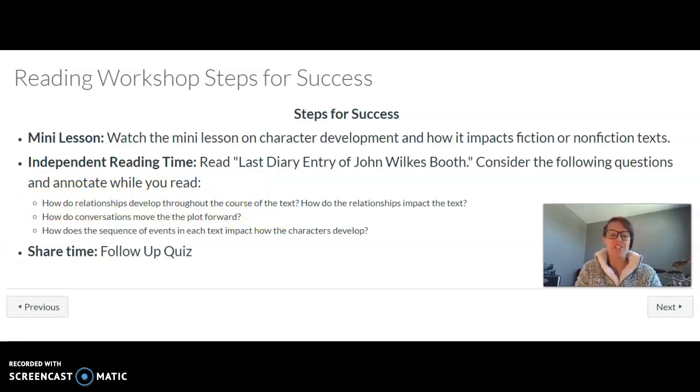And how do the relationships impact the text? So think about those different reactions of other characters. How do people react to John Wilkes Booth? How does he react to others? How do they interact? What is the relationship between them? How do conversations move the plot forward? So how does dialogue really drive the story forward? Or how does it not drive the story forward? It might be the complete opposite.